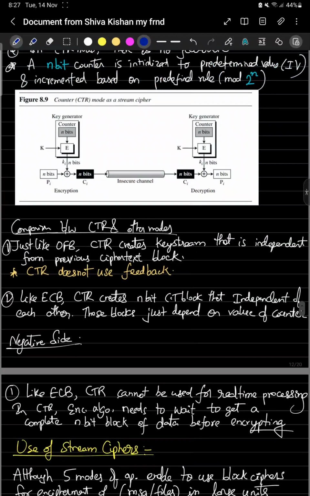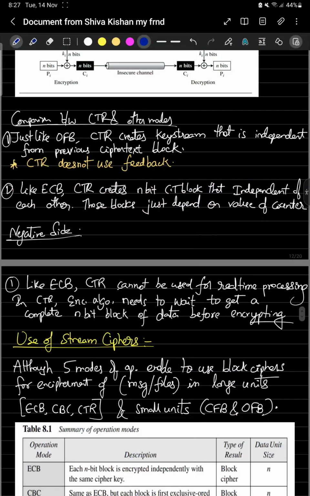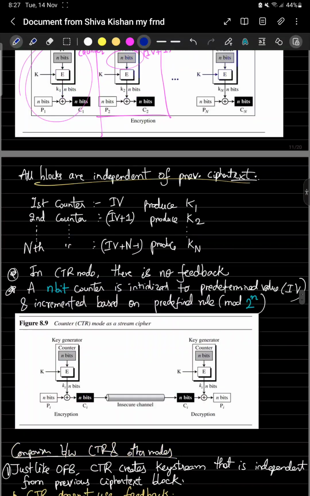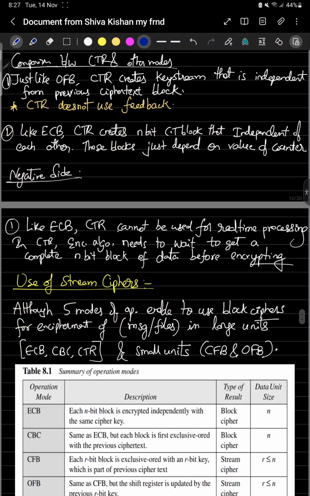But in CTR, since it doesn't use feedback, we can say that CTR creates a stream that is independent of the previous ciphertext blocks. Can you repeat it? I didn't understand. I will explain. Whatever this is called key stream, K1, K2, K3, are these independent or not? Independent only, because ciphertext is not depending on here, so it can generate independently, separately.